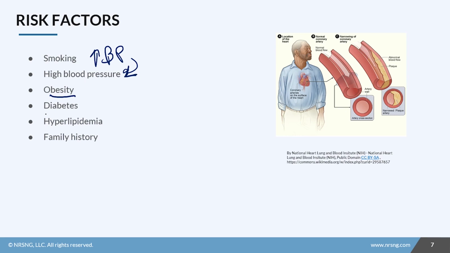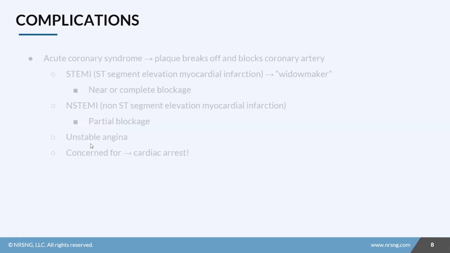So diabetes actually causes inflammation and the slowing of the blood through the vessels, okay? Hyperlipidemia, remember, is the buildup of fat, which is the buildup of plaque in the vessels. And then those that have a family history of coronary artery disease are likely to get it.